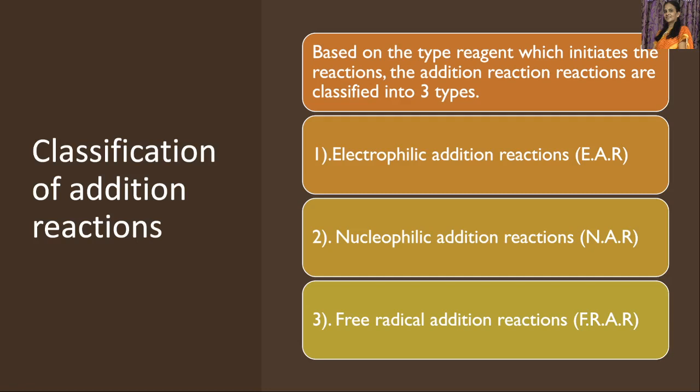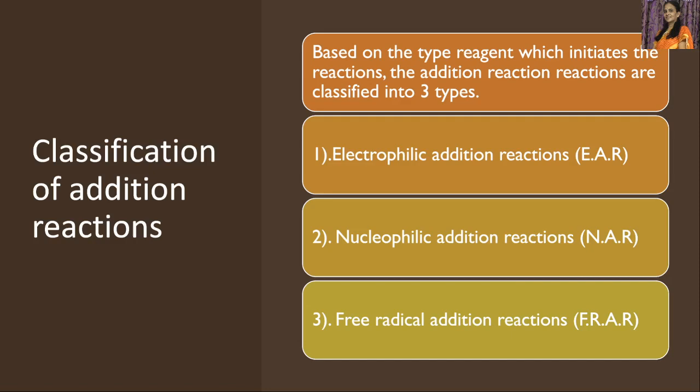Electrophilic addition reactions, EAR, is the abbreviation given. Nucleophilic addition reactions, NAR. And here, free radical addition reactions. So here, addition reactions are classified into three types: electrophilic addition reactions, nucleophilic addition reactions, and free radical addition reactions. Now, let's discuss each and every type of addition reaction in detail.